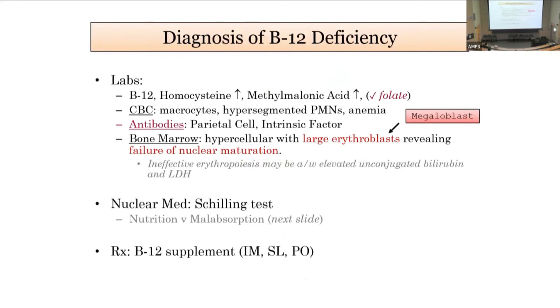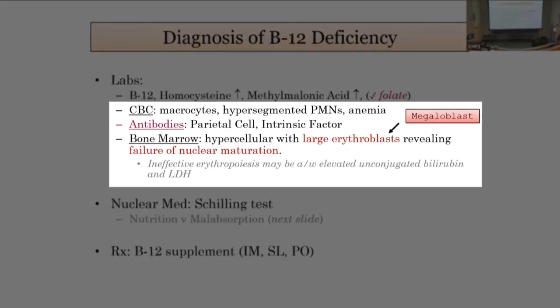All right, so now we have a patient, you're worried about B12 deficiency, what are you getting? B12 level, homocysteine, MMA level, and of course you're getting a folate level because you don't know at that point that they're folate deficient. CBC we talked about, antibodies if you're worrying about pernicious anemia: antiparietal cell, anti-intrinsic factor.